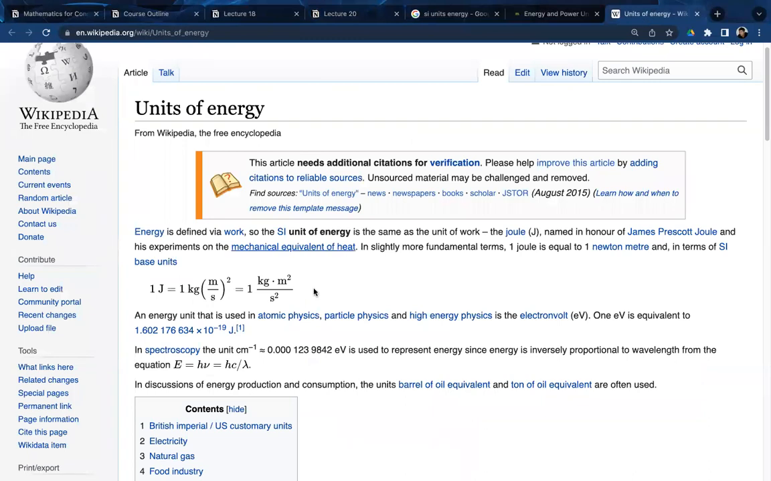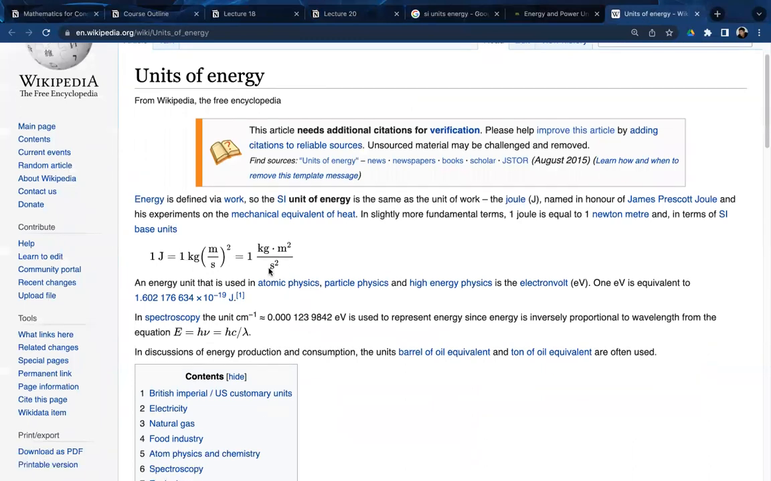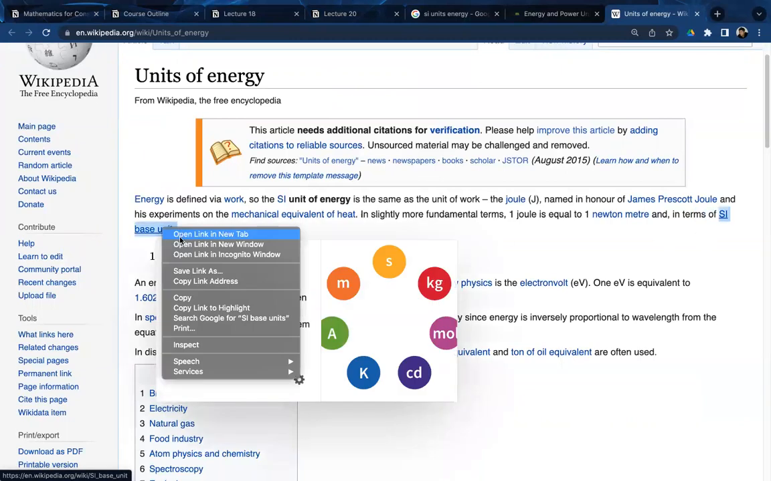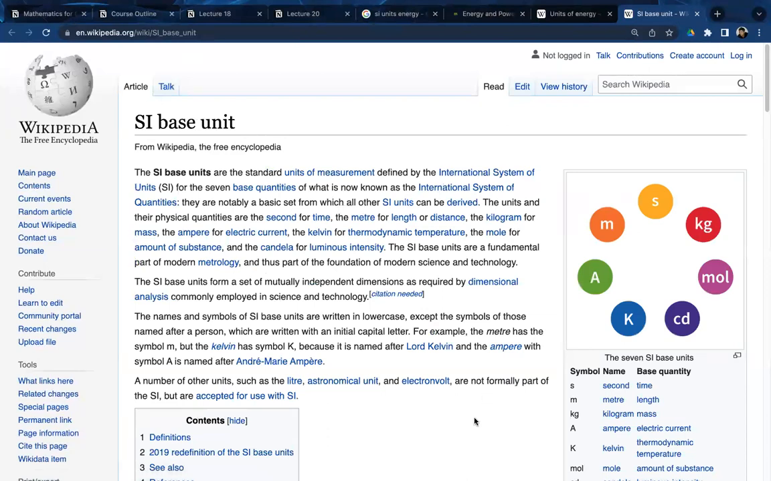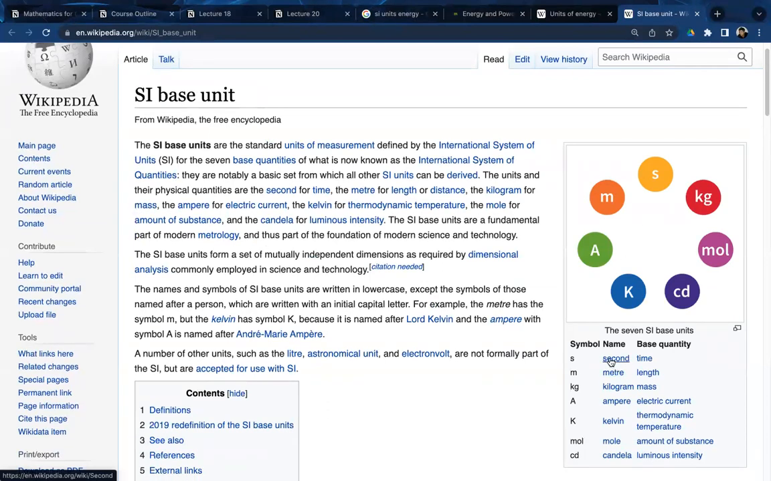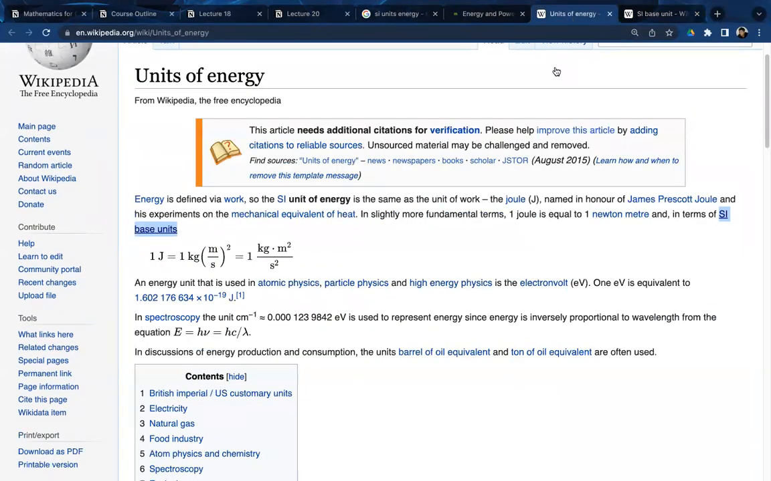You see it here, that's meters divided by seconds squared. This is the SI unit. They call it the joule, but the joule is a derived unit, and you can always find it in terms of SI base units. The base units are second, meter, kilogram, ampere, Kelvin, mole, candela. These are the base units in the SI system. These are the units for joule, but you have to convert that to dimensions.